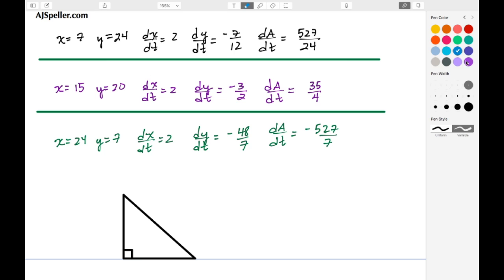So remember that we call the ground X, we call the wall Y, and we're going to call the ladder L. We can relate the Pythagorean theorem to this particular problem, this particular diagram. So here we have x squared plus y squared is equal to L squared.